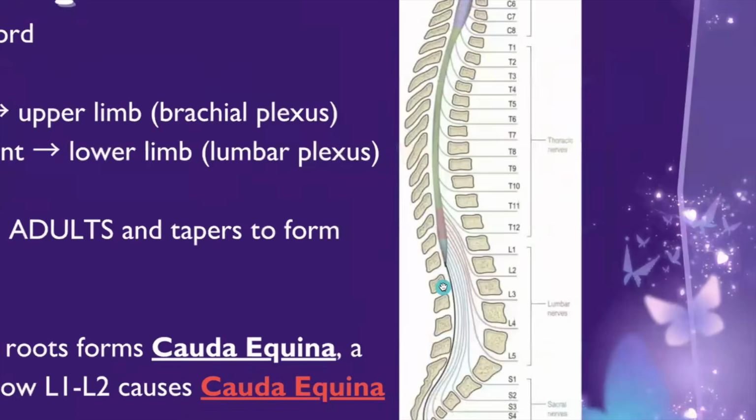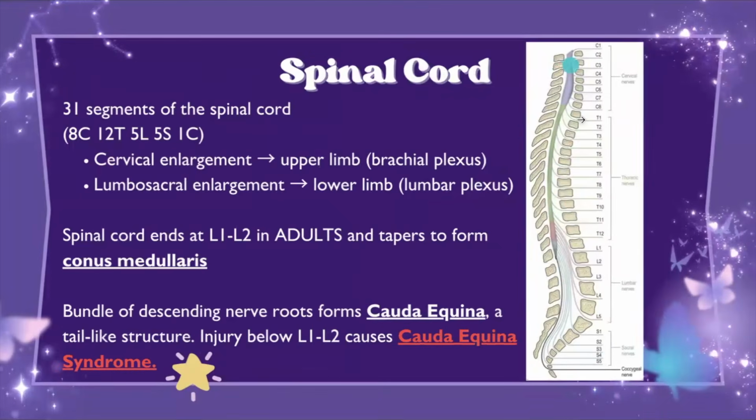Now, remember how we said that the spinal cord ends at the level of L1 to L2 in adults. In children, it was level L2 to L3. It ends and it kind of tapers down to form a cone-like structure called the conus medullaris. This marks the end of the spinal cord. However, you still need to supply the rest of the body, the lower limbs, right? How would you do that if the spinal cord ends at the level of L1?